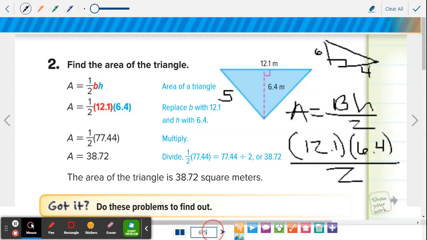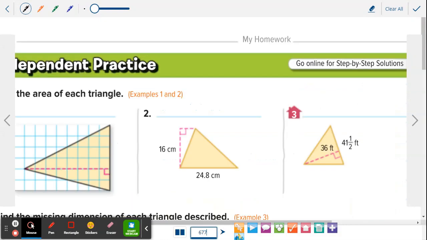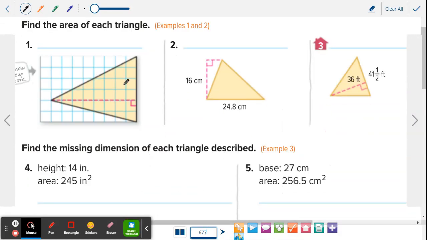All right, let's jump over to page 677 now. We're going to do a few of these. All right, number one. Once again, we have to count the base and the height so we can figure that out. So the base is going to be, like I said, 1, 2, 3, 4, 5, 6. So our base is 6. So what would be the height? So 1, 2, 3, 4. Yep, 8. And we divide that by 2.